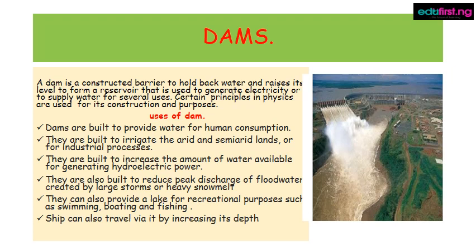Uses of dams. Dams are built to provide water for human consumption. They are built to irrigate arid and semi-arid lands or for industrial processes. Dams are built to increase the amount of water available for generating hydroelectric power, as we have in Kainji Dam.